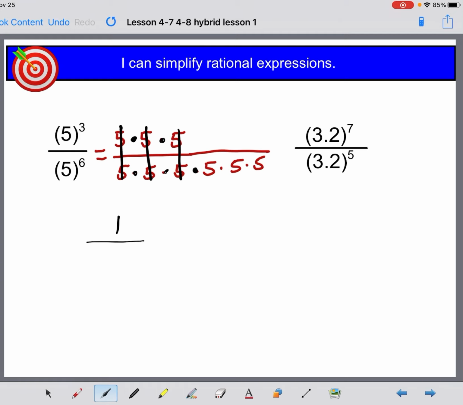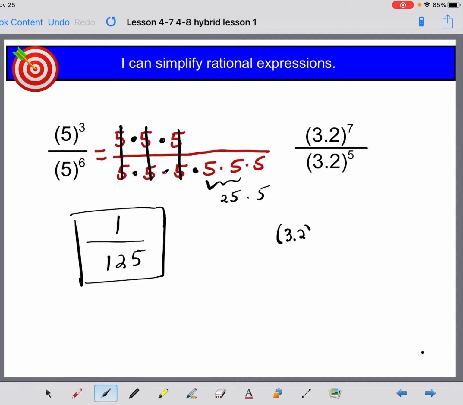5 times 5 is 25. 25 times 5 is 125. All right, let's try the next one. Writing this out in expanded form, I've got 3 2/10 written 7 times.